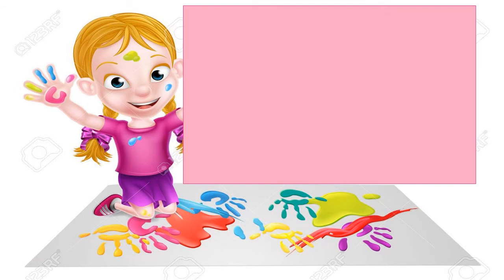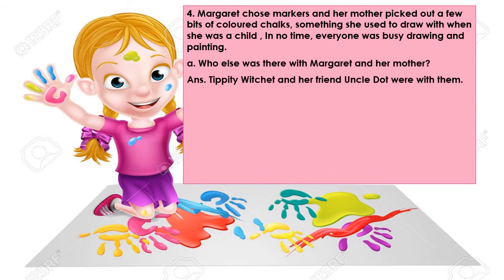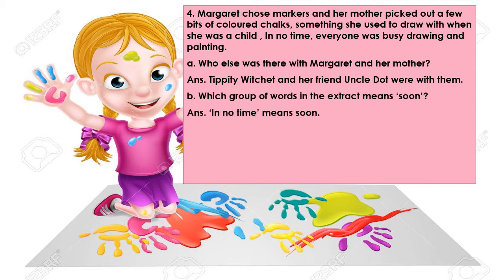Okay. Now come to question number 4. Margaret chose markers and her mother picked out a few bits of colored chalks, something she used to draw with when she was a child. In no time, everyone was busy drawing and painting. Now, on the basis of these lines, the questions are: A, who else was there with Margaret and her mother? Well, Tippity Witchett and her friend Uncle Dot were with them.